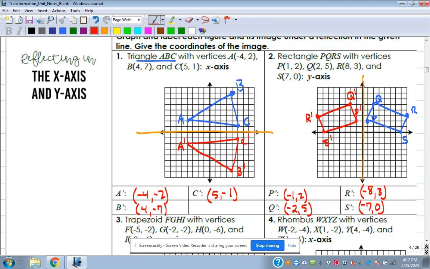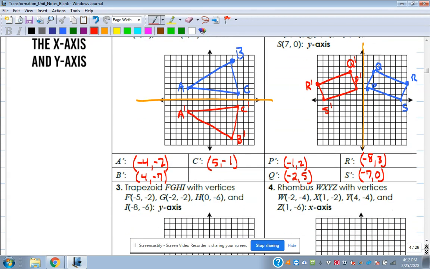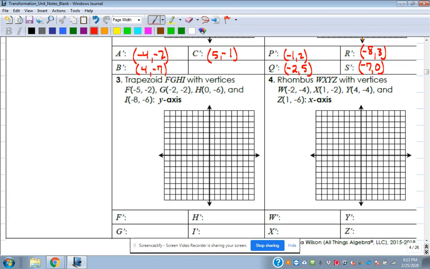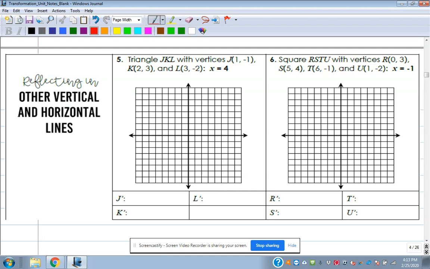The more intricate your shape, the cooler looking your reflection looks. Awesome. All right. 3 and 4, same ideas. X and Y axis, I don't see a need to go over that again. But let's go over to the next page to 5 and 6 and talk about reflecting over a different line and how we don't have the shortcut quite as easily for that as we do with the x-axis.